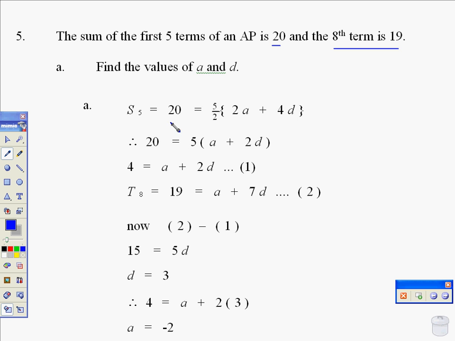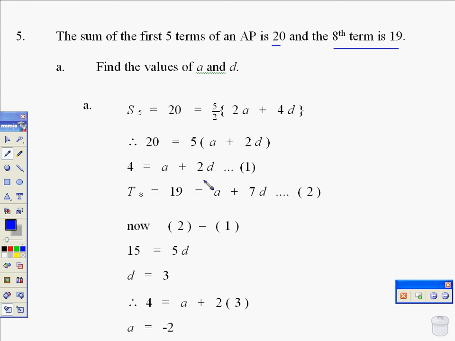We can put a few things into place. We know that 20, which is the sum of the first 5 terms, was equal to n on 2 lots of 2A, plus n minus 1, which would be 5 minus 1, times D. So we get the 4D. We've got an equation with A and D in there for that one.